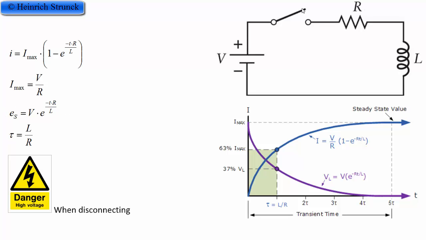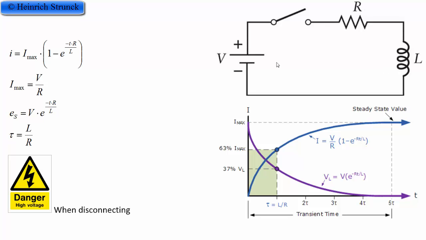When we're going to disconnect the system, we'll try to find out what will happen, because we have a danger of high voltage. Because when we connect the system and after a short time, the current will be maximum. When we then disconnect, the coil says, okay, we have a current, we have a magnetic field, I don't want to change that magnetic field or current.